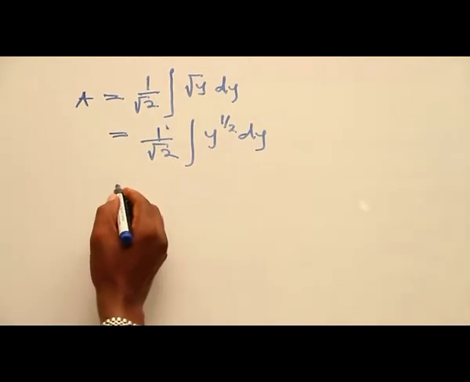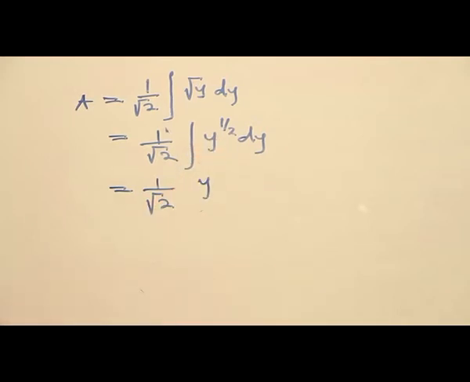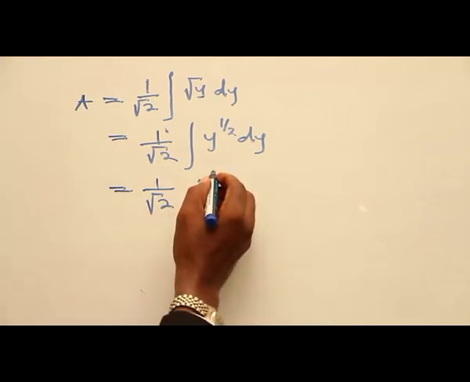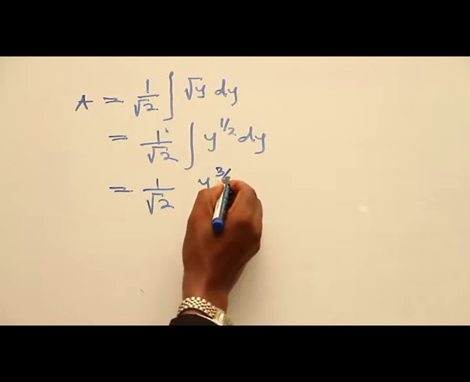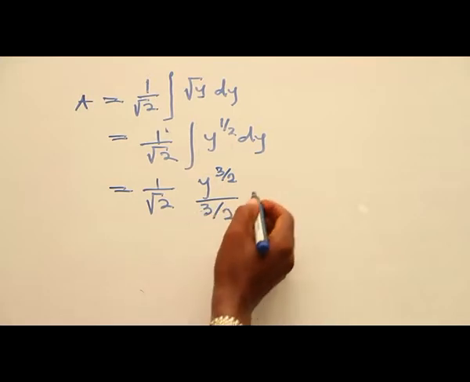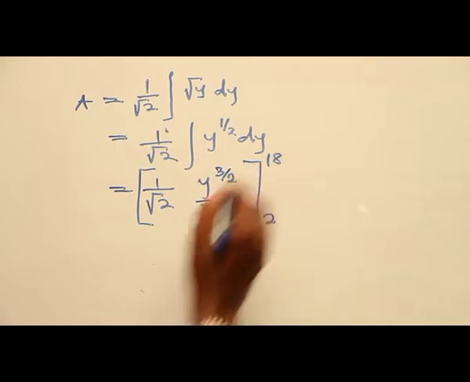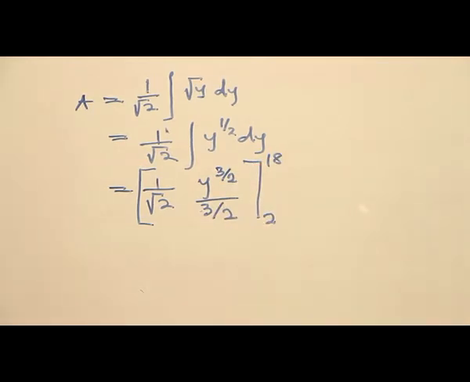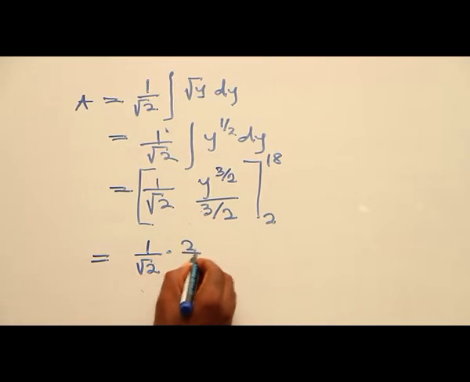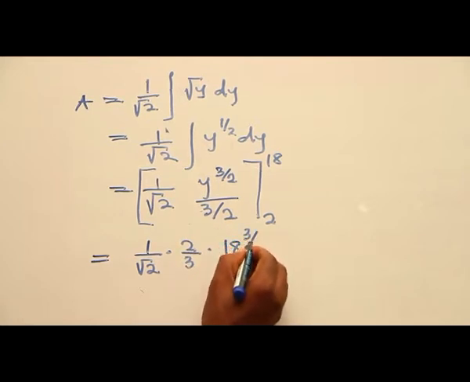So when we integrate this, you will have this as 1 all over root 2 y raised to the power, add 1 to half to give you 1.5, and 1.5 means 3 all over 2, and then all over 3 all over 2, and then after that you will evaluate this from 2 up to 18. That's what you have. Now, this can simplify further, and then we now have this as 1 all over root 2 times 2 all over 3. This 3 over 2 becomes 2 over 3. And then here is 18 raised to power 3 all over 2.